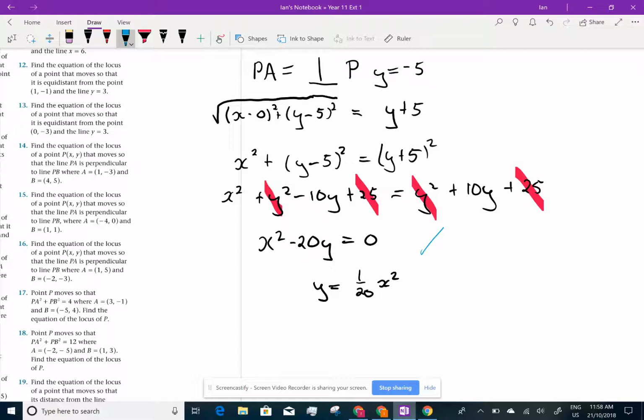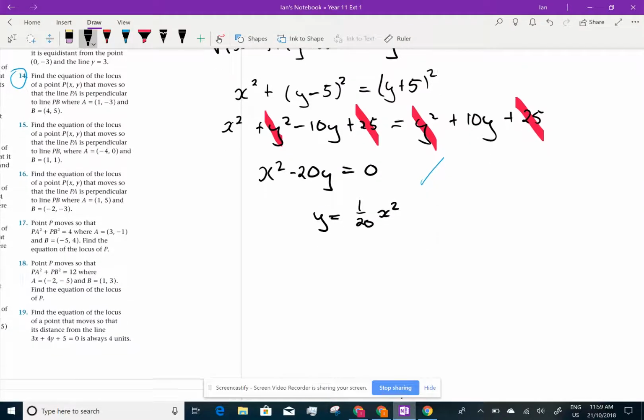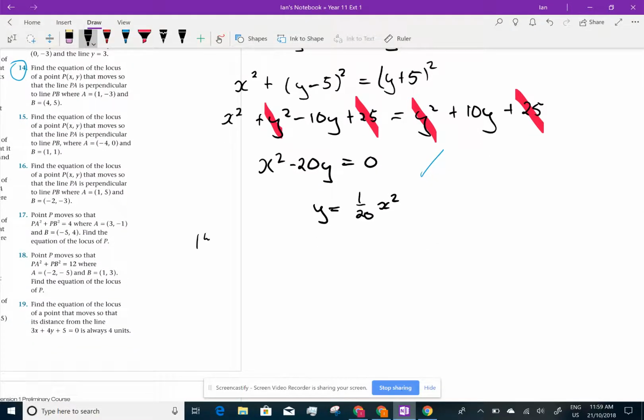Let's move on and have a look at question 14. Find the equation of the locus of the point P(x, y) that moves so that the line PA is perpendicular to PB, where A is (1, negative 3) and B is (4, 5). So let's have a look at 14. I'm not going to write let P(x, y) satisfy the conditions of the locus. It's already written in the question, and I'm going to take that as read now for these questions from now on. So PA is perpendicular to PB.